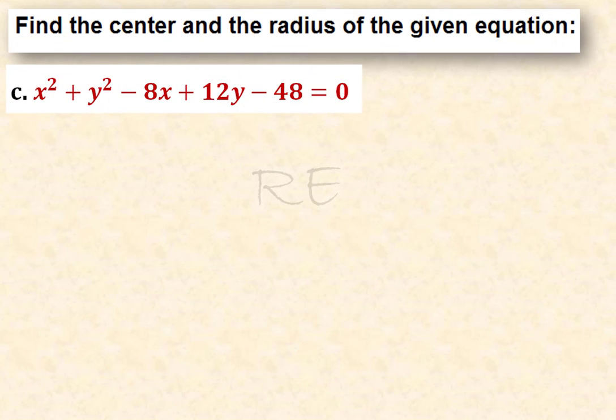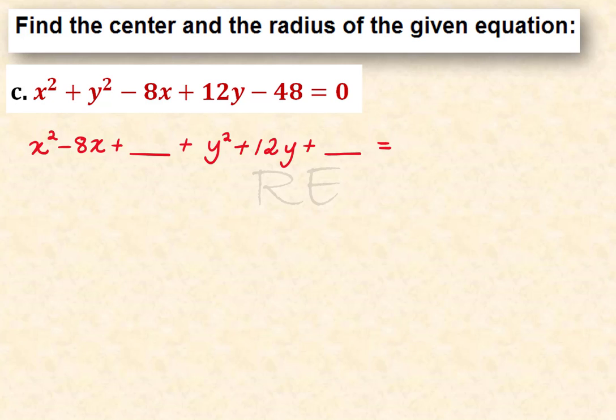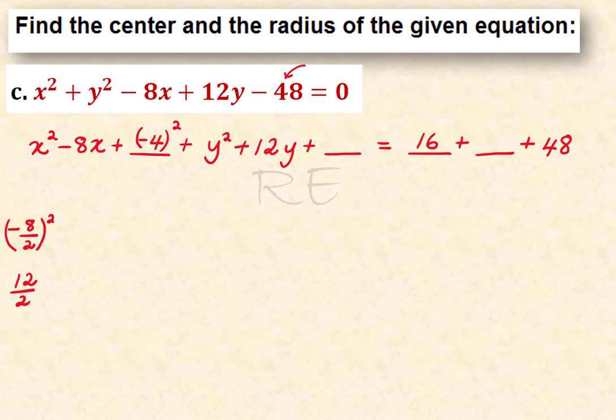X squared plus y squared minus 8x plus 12y minus 48 is equal to 0. Let's group the terms: x squared minus 8x plus missing piece to complete the square, plus y squared plus 12y plus missing piece to complete the square. First missing piece, second missing piece, and we transpose negative 48, it becomes positive 48. Now, the missing piece is always b over 2 squared, so it's going to be negative 8 over 2 squared, which is negative 4 squared. Negative 4 squared is positive 16. The missing piece for the second binomial, 12 over 2 squared, which is 6 squared. And 6 squared is 36.